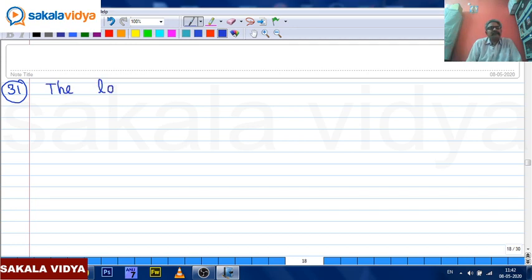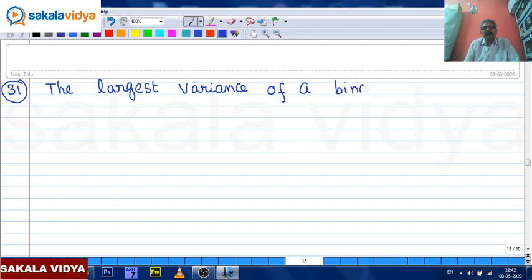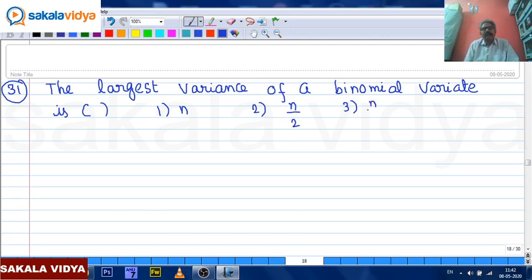The largest variance of a binomial variate is: first option n, second option n by 2, third option n by 4, fourth option n by 6.